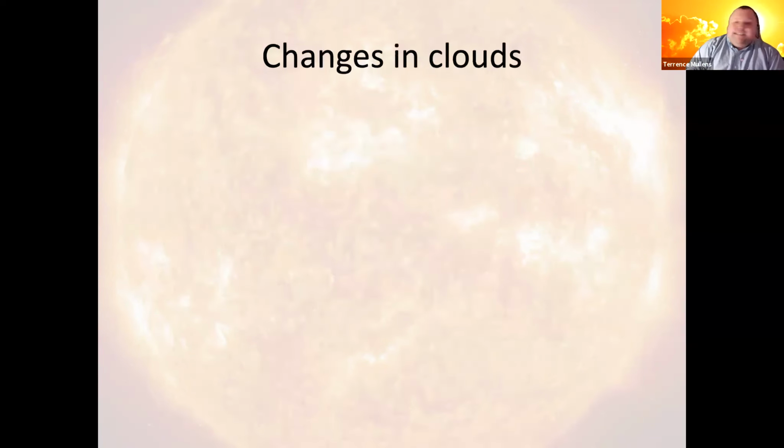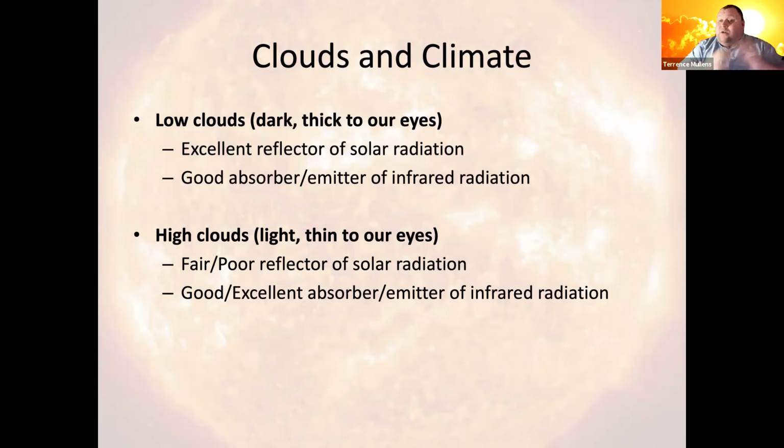And so in essence, low clouds reflect a lot of sunlight, cooling us down. High clouds are transparent to a lot of sunlight, and they absorb a lot of the radiation that the Earth is giving off, keeping us nice and warm. So they actually can tend to warm temperatures.